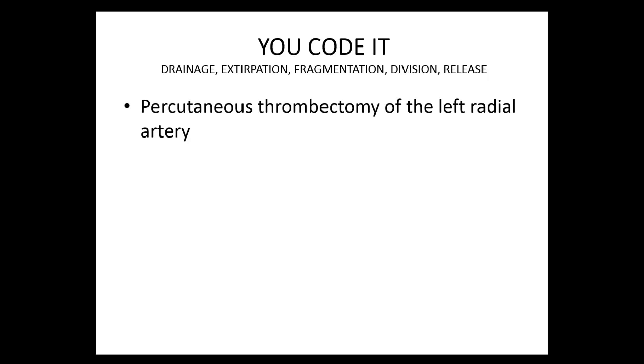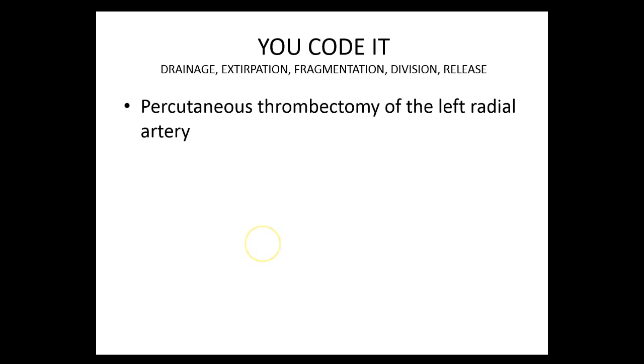Okay, percutaneous thrombectomy of the left radial artery. So what are we doing here? What is a thrombus? A thrombus is a clot. So this is a clot in the left radial artery, so that's in the arm. What is our approach here? Our approach here is percutaneous. Our body part is the artery.